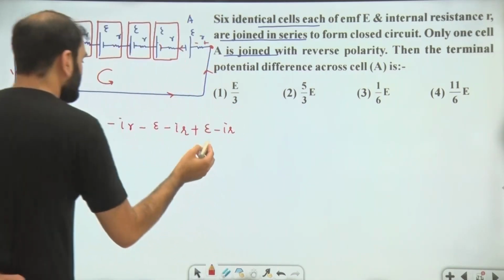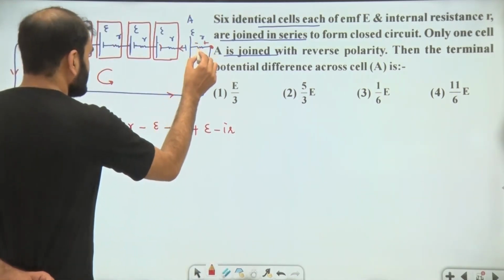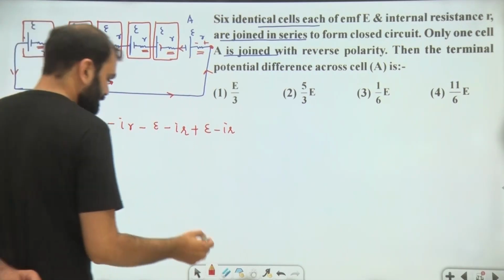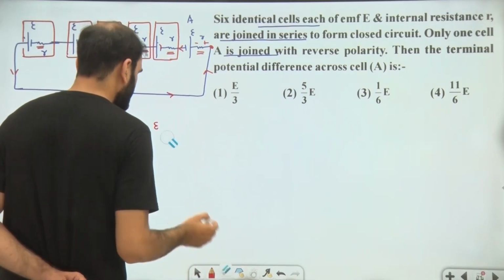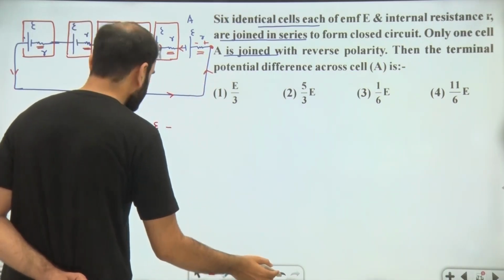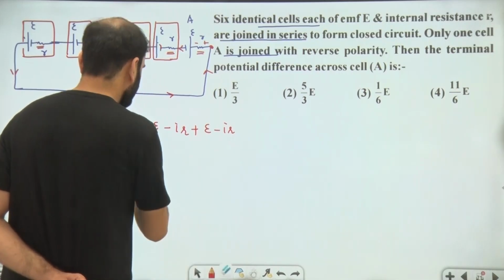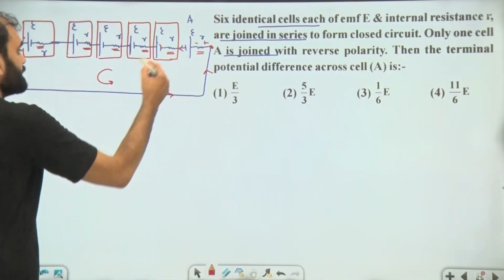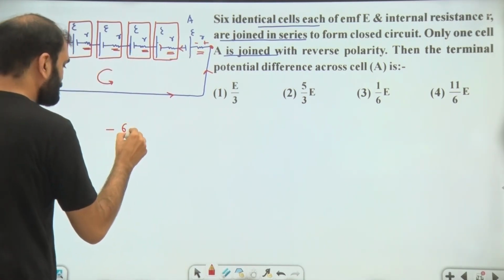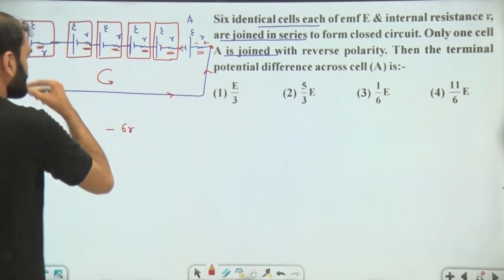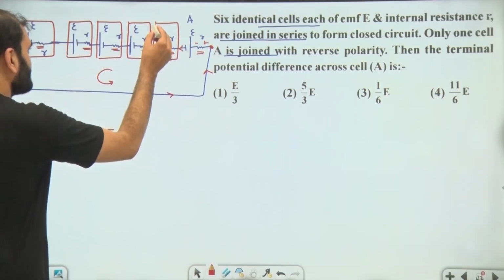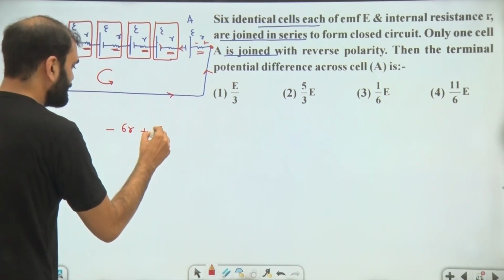Instead of writing again and again, I am just counting how many resistances there are: 1, 2, 3, 4, 5, 6. So directly it will be minus 6 into R, that is the potential drop you find after passing through this loop. Here 5 batteries are connected in the same polarity, so that will be 5 into E.